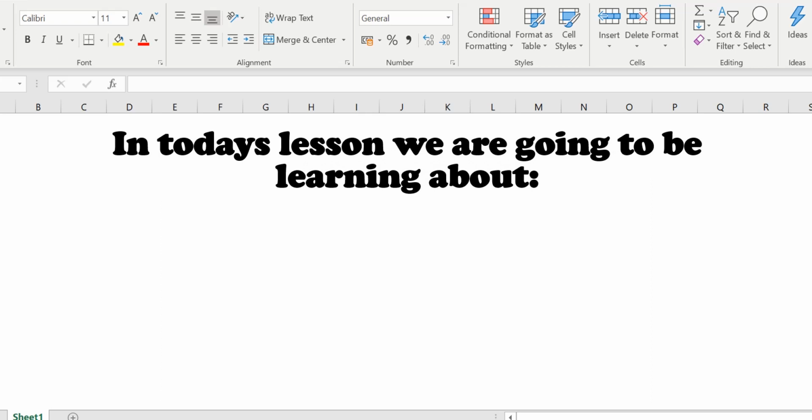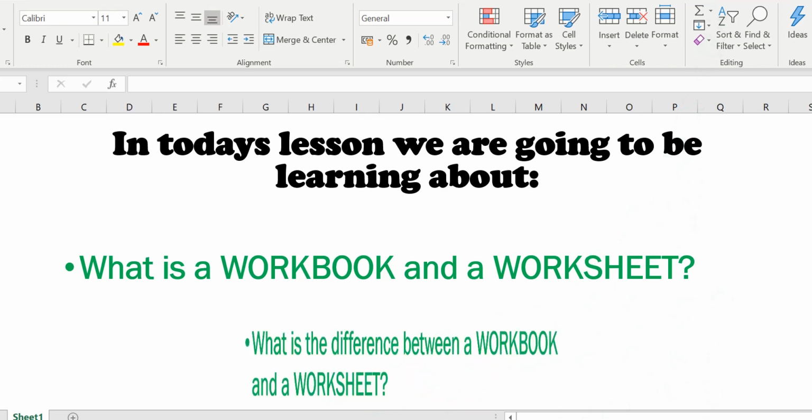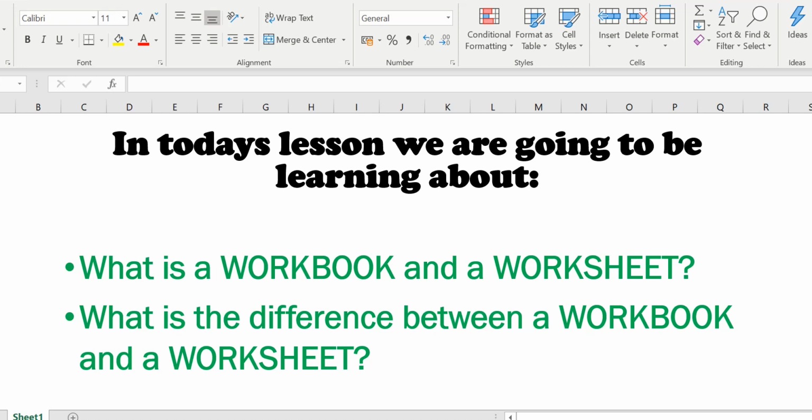In today's lesson, we are going to be learning about what is a workbook and a worksheet, and what is the difference between a workbook and a worksheet. Now, this lesson is actually very important. You must focus on this lesson and understand the difference between a workbook and a worksheet before you move on to the next lesson. Because in the next lesson, if you do not understand the difference, you may struggle a little bit. So I repeat, please make sure you complete this lesson fully and have a good understanding of what a workbook and a worksheet is. Okay, so let's make a start on this lesson.